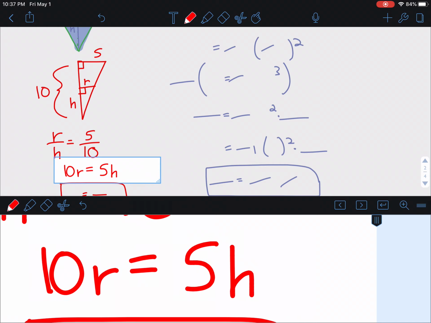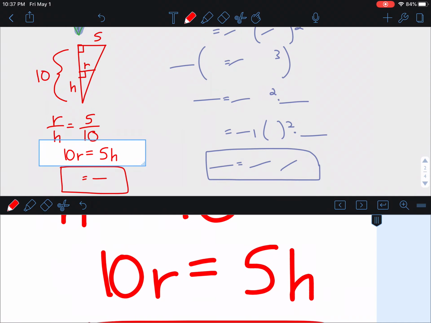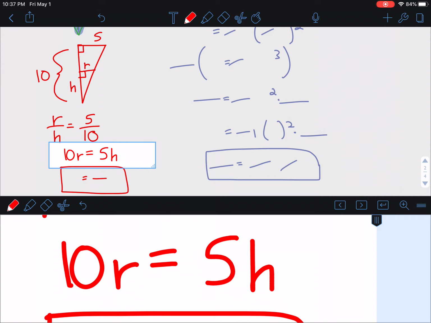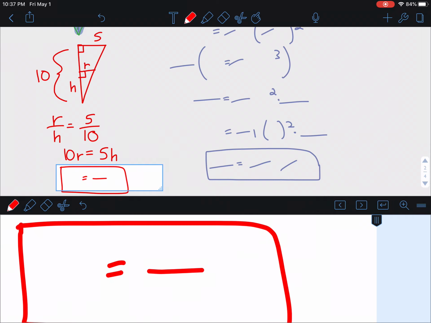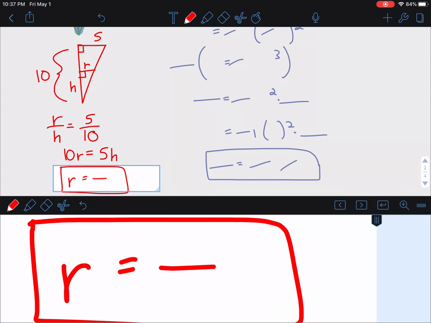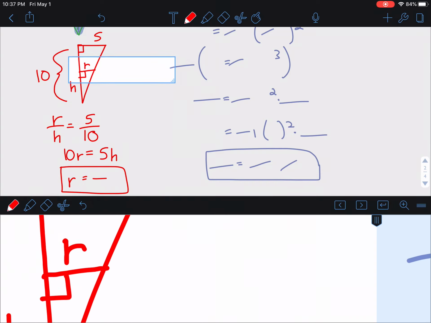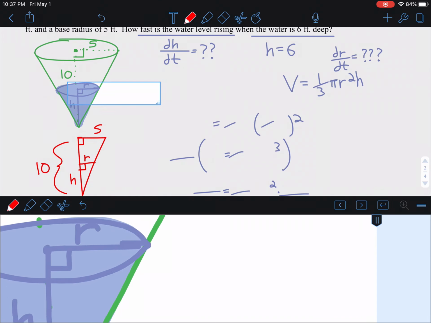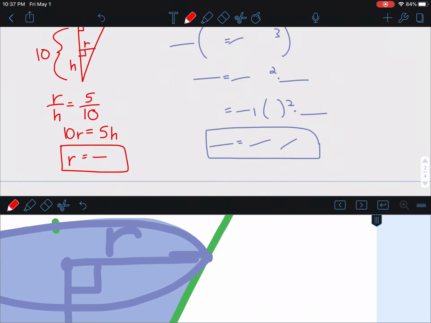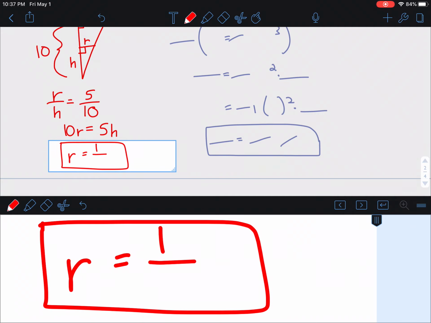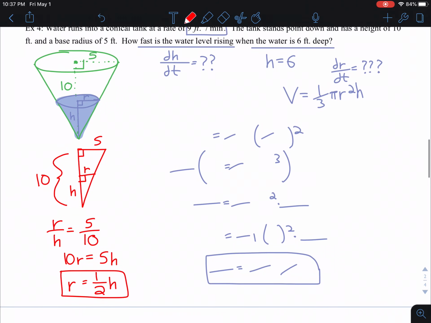Okay. So 10R equals 5H, and now I have an equation that relates R and H. And so I'm going to divide by 10, and I'm going to say that the radius, again, what does R refer to? R refers to the radius of the cone of water. R has to always equal half of H because it is similar to the conical tank. And that's the ratio of that tank, 5 to 10 is 1 to 2. The radius always has to be half the height.